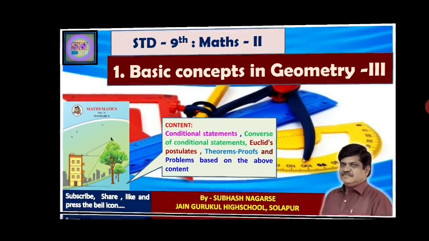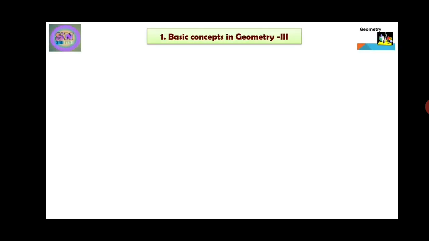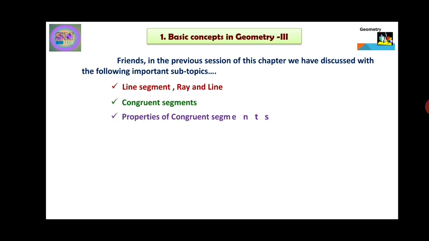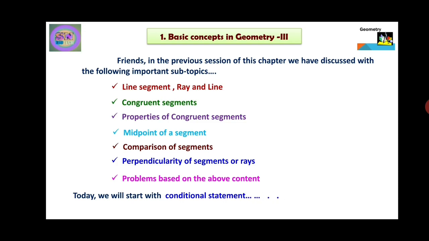Friends, in the previous session of Basic Concepts in Geometry Part 2, we discussed the following subtopics of this chapter: line segment, ray and line, congruent segments, properties of congruent segments, midpoints of a segment, comparison of segments, perpendicularity of segments or rays, and problems based on the above content. Friends, today we will continue with conditional statement.